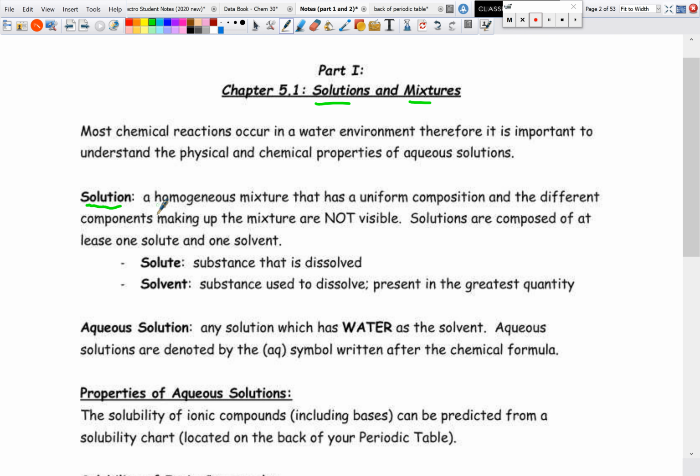Now, the keyword here is that, first of all, it's going to be a homogeneous mixture. So just remember, homogeneous means that it looks like it's one thing. So like if something is dissolved in water, of course, it's going to look like water. So it has a uniform composition and different components that are making it up, right? So the components that are making up the mixture are not visible, hence a homogeneous mixture.